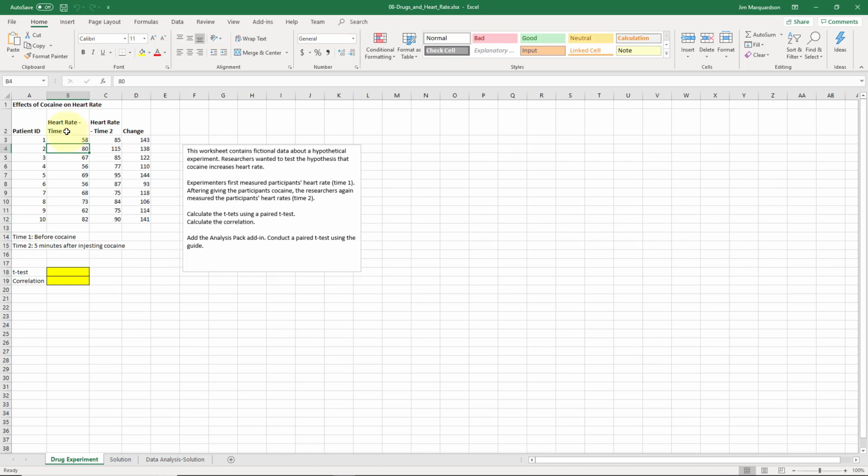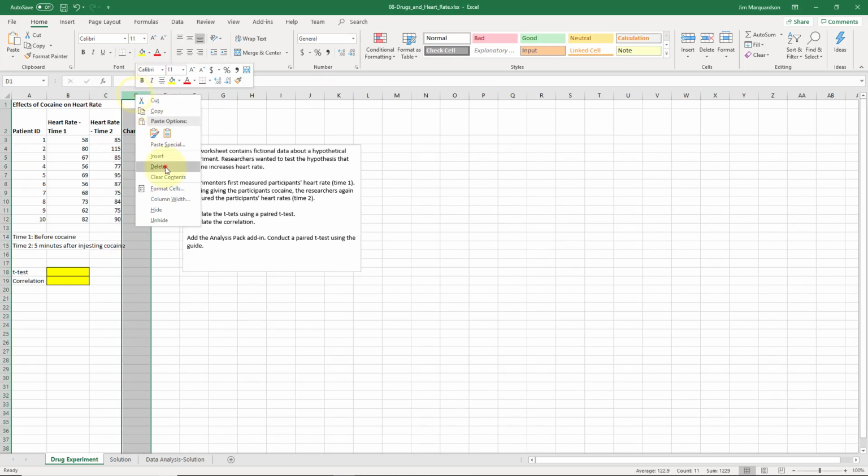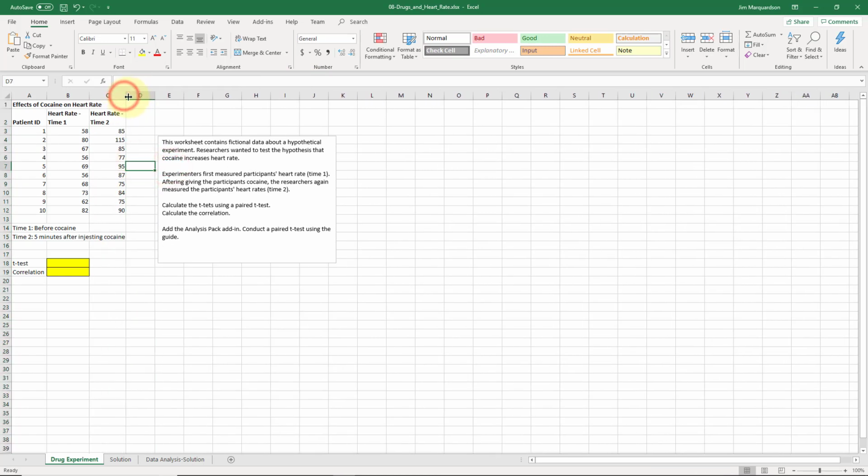Then they administered the cocaine and waited a couple minutes, 5 minutes, and then at time 2 they measured all these people's heart rates again. So we can glance at the data and we can see, okay, there was a change from time 1 to time 2. And you know what, this change column is not useful. It doesn't contain any data used in this analysis. I'm just going to delete it. Let's simplify this just a little bit. So time 1 is before cocaine, time 2 is after cocaine.